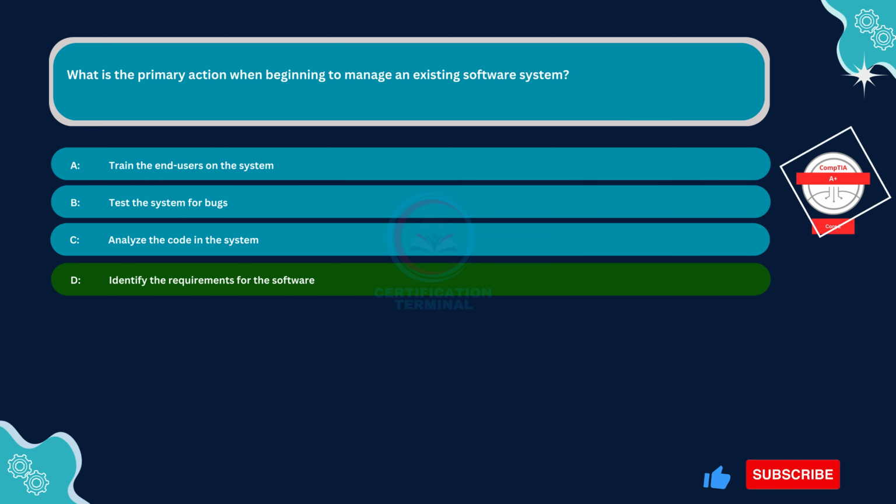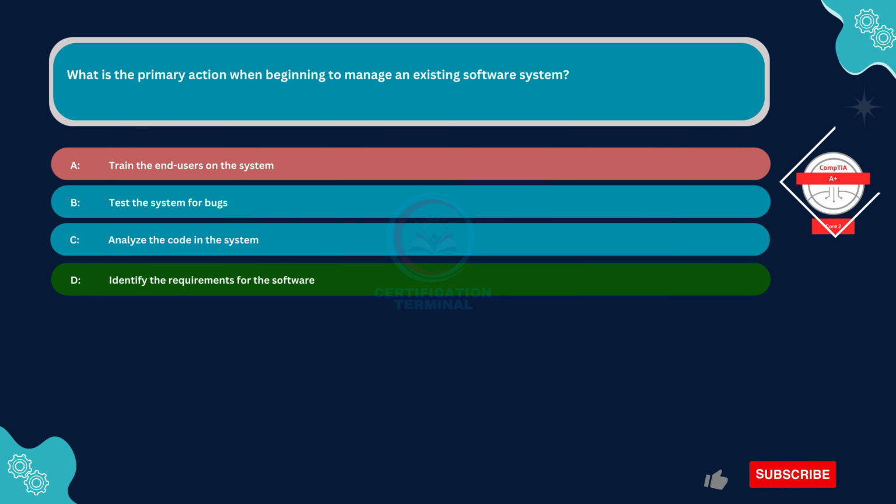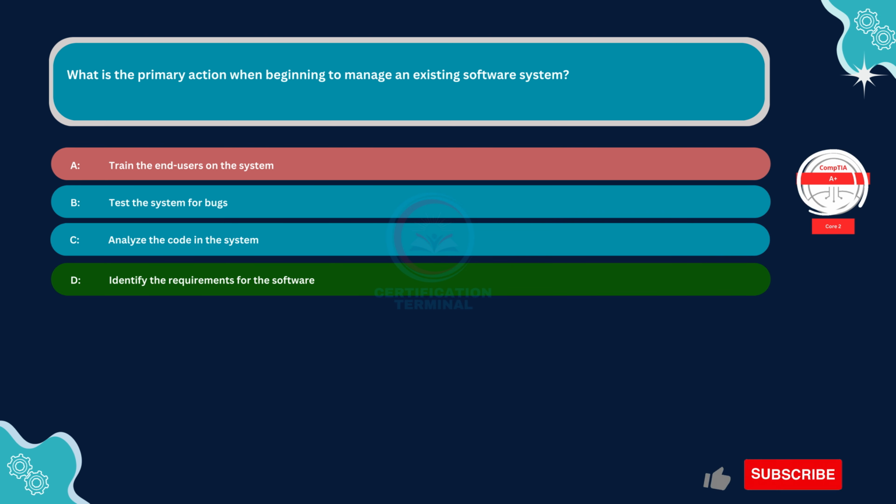When beginning to manage an existing software system, the primary action should be to understand the system's requirements thoroughly. This involves identifying the needs, functionalities, and constraints of the software system. Understanding the requirements provides a foundation for effective management and future decision-making regarding the system. Option A, train the end users on the system, is incorrect. While training end users is an important aspect of managing a software system, it typically occurs after understanding the system's requirements. Training end users before understanding the system's requirements may result in ineffective training or addressing the wrong needs.